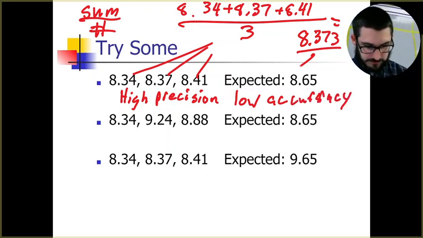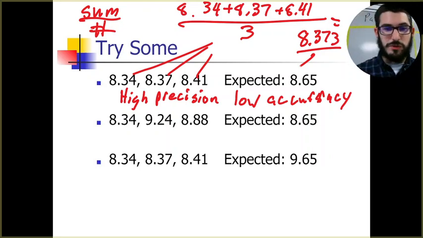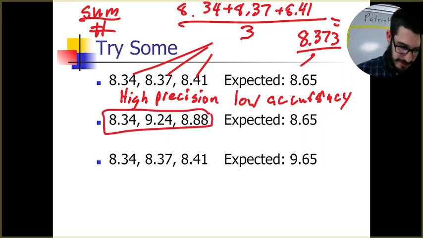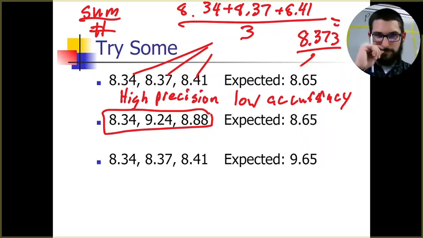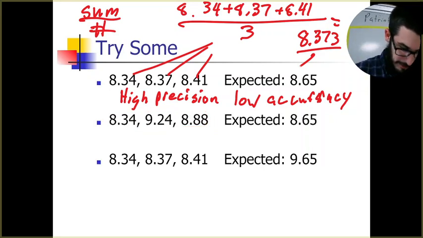Then we've got 8.34, 9.24, and 8.8. Expected is going to be 8.65 again. When I do my comparison of the numbers themselves, they are pretty far away from each other. They're like at some points almost a whole number away, so that's pretty low precision.